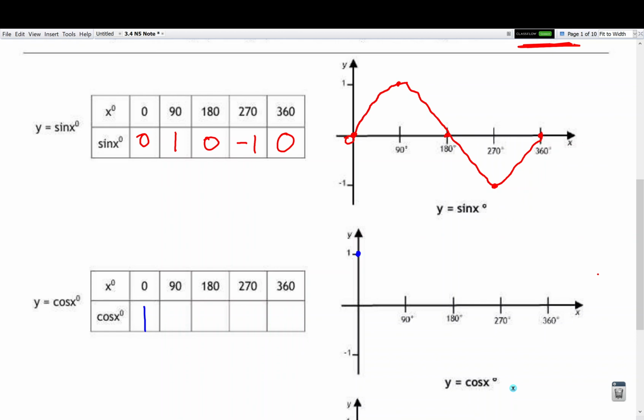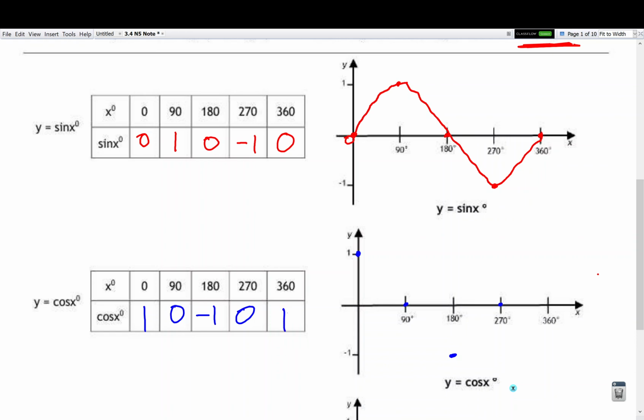Cosine of 90 is 0. So when x is 90, the graph comes back down to 0, the x-axis. Cosine of 180 is -1. So when x is 180, the graph is down here at -1 on the y-axis. Cosine of 270 is back to 0, so you can see the shape of the curve forming already. And cosine of 360, it's back up to 1.